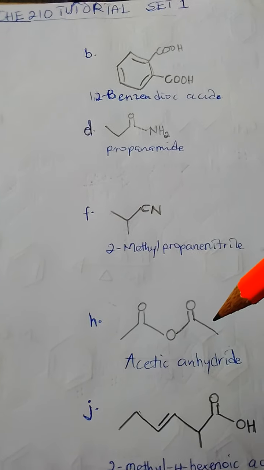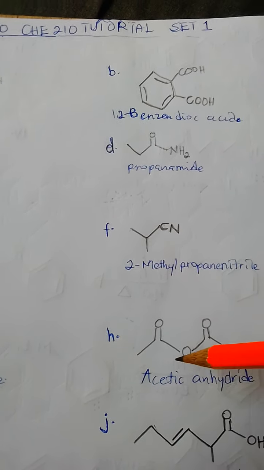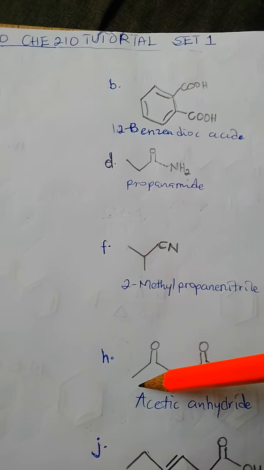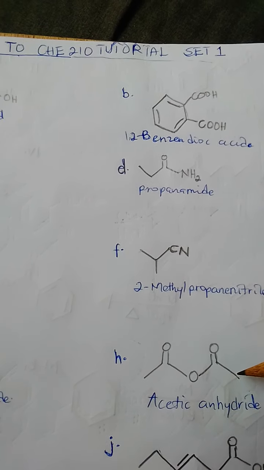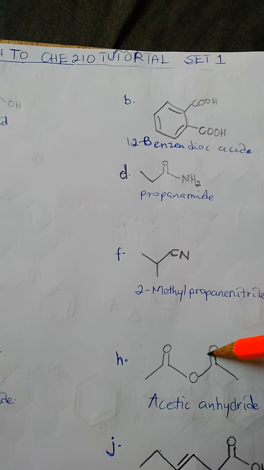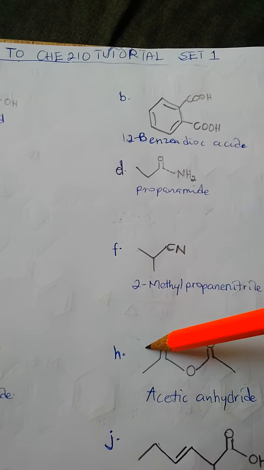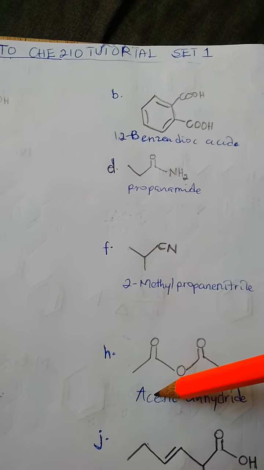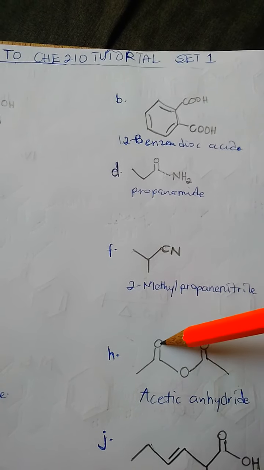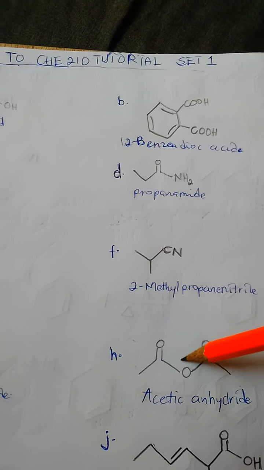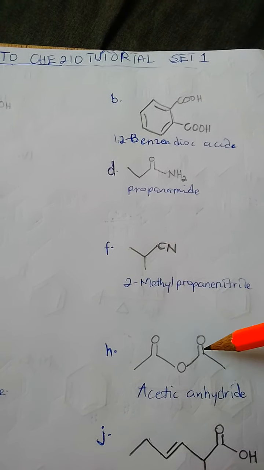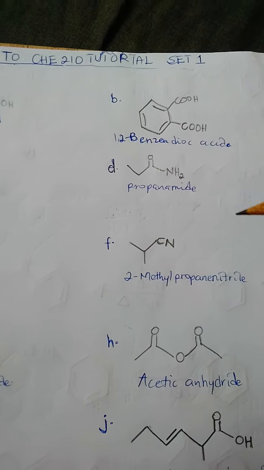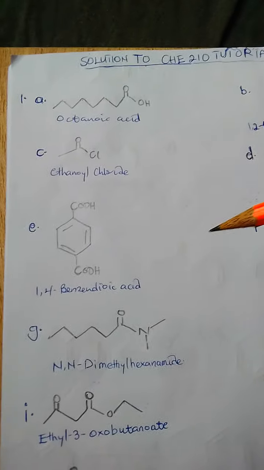If you come here, this is acetic anhydride, or someone will say ethanoyl anhydride. Anhydride is the same thing. It forms from ethanoic acid on this side and ethanoic acid on this side. This is acetate and this is acetate. So it's 2 acetate, so the anhydride is called acetic anhydride. Or you can also name it ethanoic anhydride, it is the same thing.